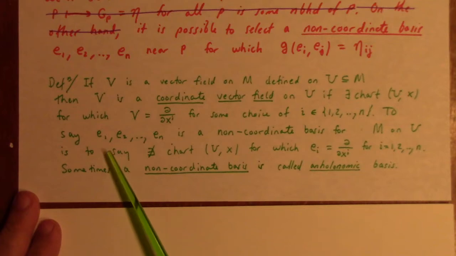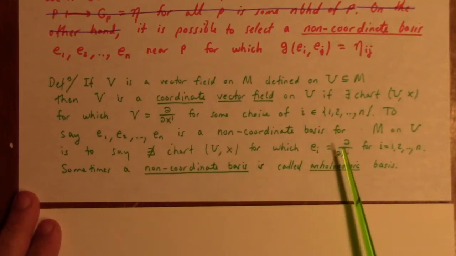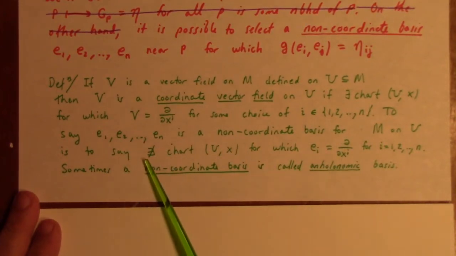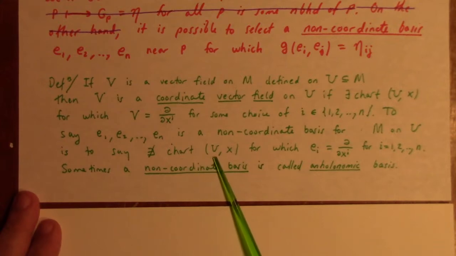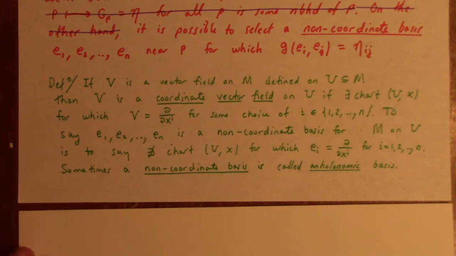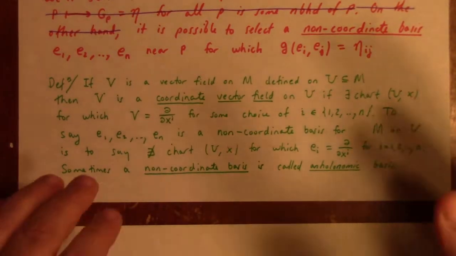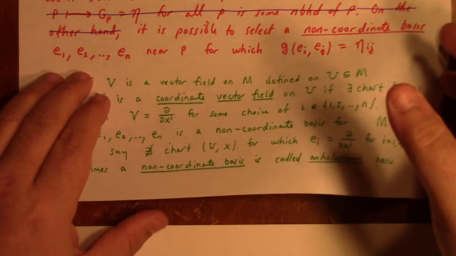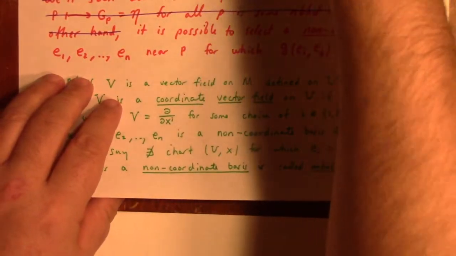And to say that you have e_1 through e_n, a non-coordinate basis for M on U, is to say that there does not exist a chart (U, x) for which e_i is partial x_i for i equals 1 to n. And sometimes a non-coordinate basis is also called an anholonomic basis, which is part of a larger story of so-called anholonomic constraints versus holonomic constraints in classical mechanics. All right. Anyway, let's move on here.